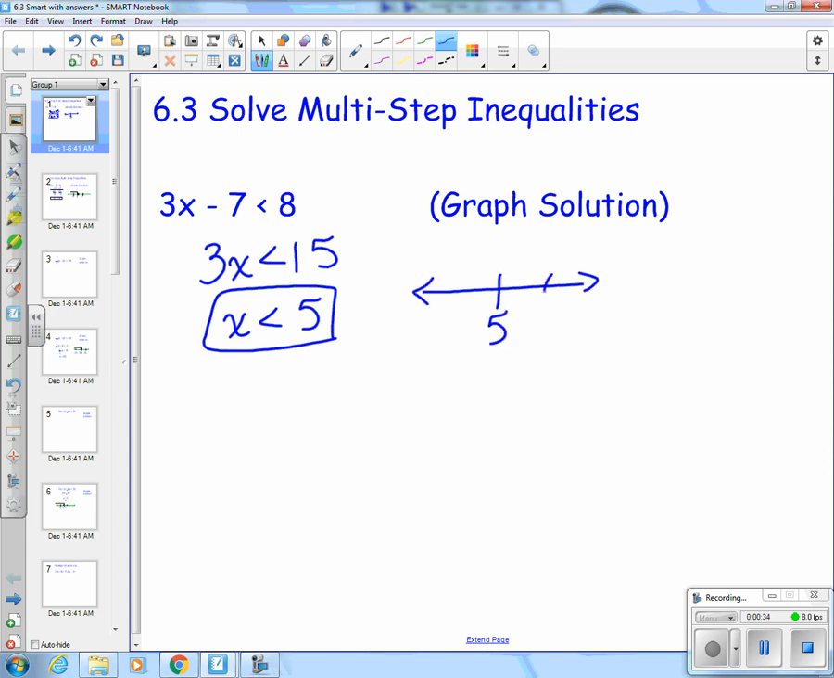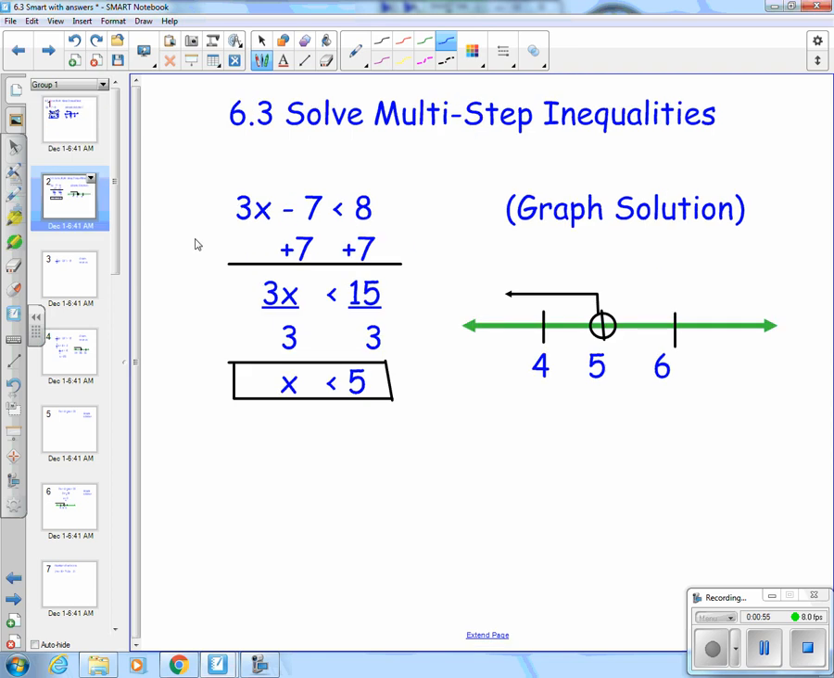You have 5 and 6. That's a funny looking 5 there. Let's try that again. 6 and 4. We will have an open circle on 5 with an arrow to the left. I don't need any more on the number line than one number to the left and one number to the right. So you should look like this when you get all said and done. So that you're adding 7 to both sides, dividing by 3 on both sides, so that you have x is less than 5.